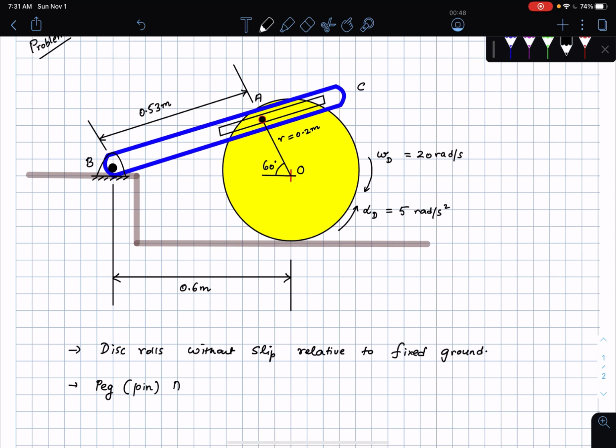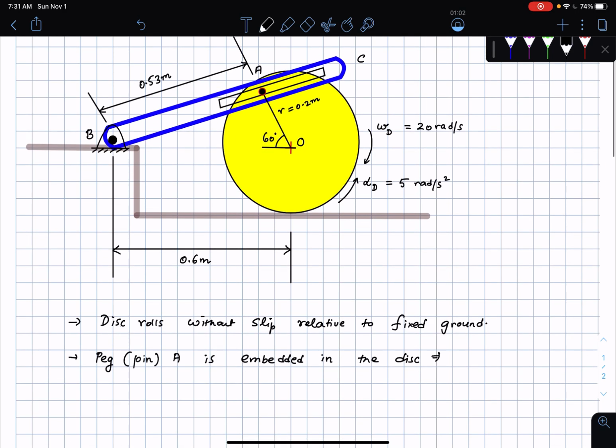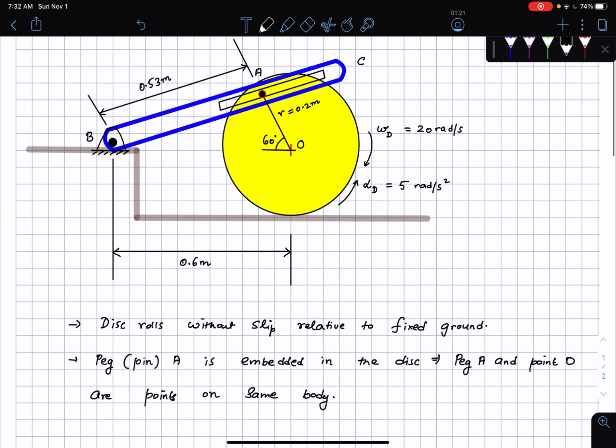Pin A is embedded in the disk, which implies that the point A and point O, which is the center of the disk, are points on the same rigid body. So peg A and point O are points on the same body. Then what else are we told?